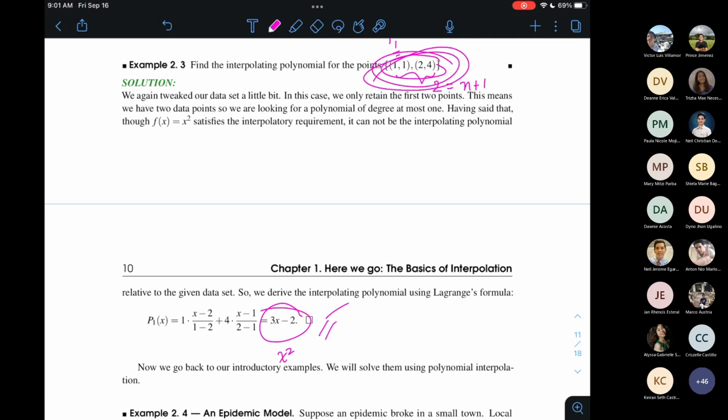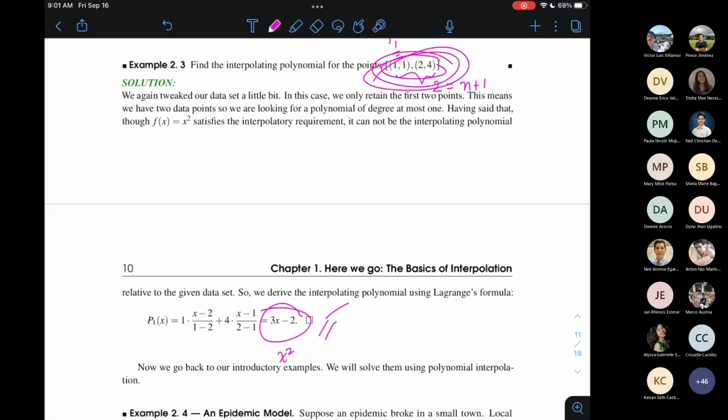Yes, Nicolate? Nicolate ba? Tama ba? Opo, sir. Dahil po sa condition na dapat yung degree ay no more than n. Okay, thank you. That's perfect.